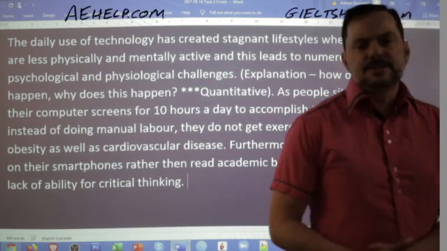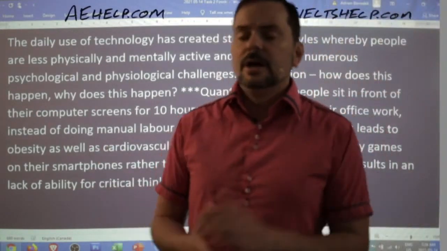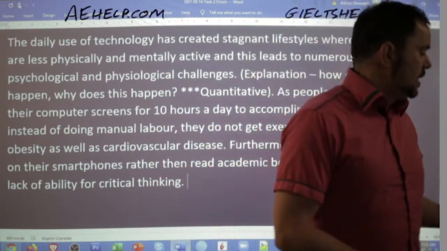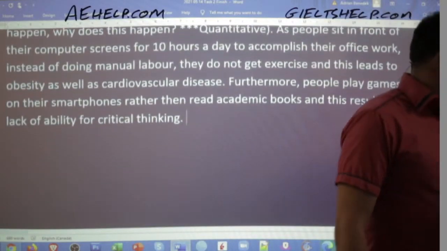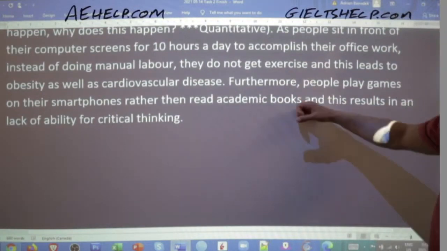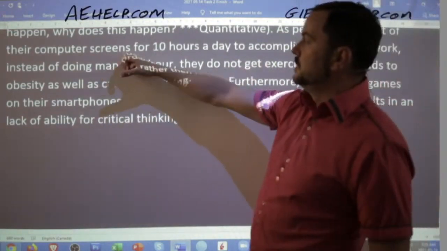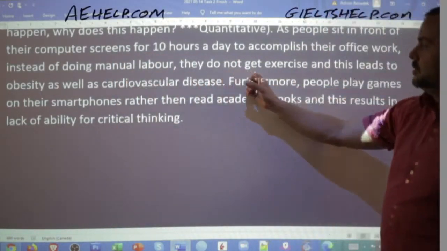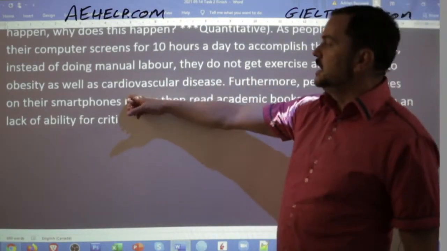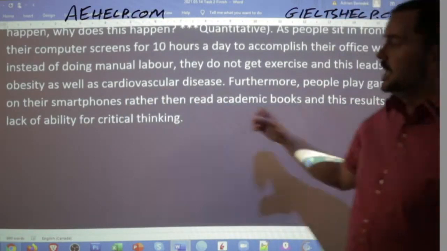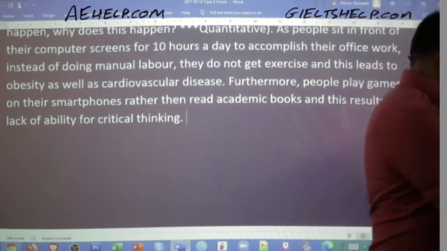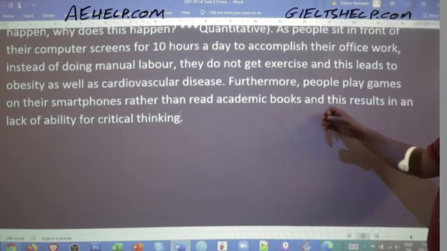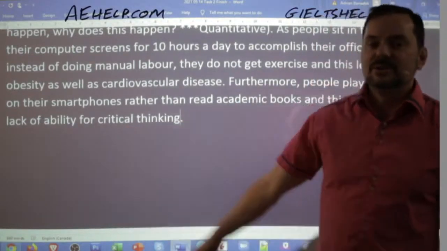Okay, now we could argue that some games require critical thinking and help and so on, but we're making a point here, right? And this side could be argued as well. So here we go. This is my explanation. As people sit in front of their computer screens for 10 hours a day to accomplish their office work, instead of doing manual labor, they do not get exercise, and this leads to obesity as well as cardiovascular disease. Furthermore, people play games on their smartphones rather than read academic books, and this results in a lack of ability for critical thinking.